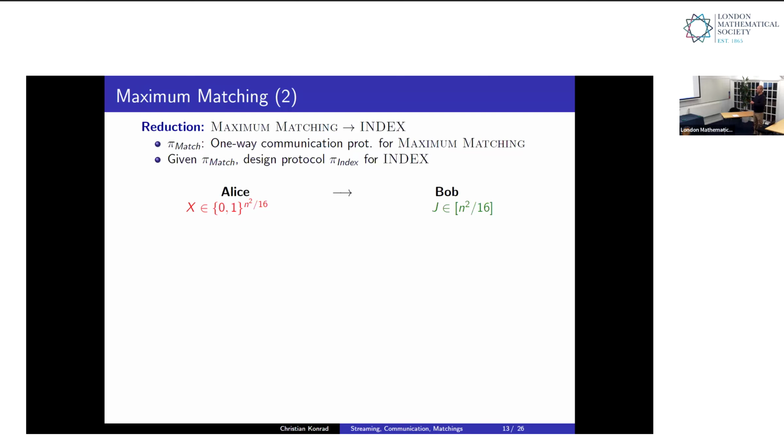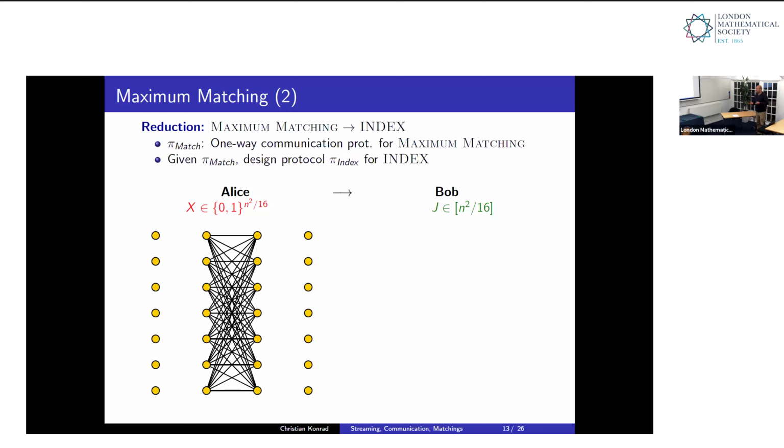So let's look at an index instance. Remember, in index, Alice holds a bit string. Here, the length is parameterized as n²/16. This will make sense in a minute, why we go for such a length. Bob holds this index j, and we need to identify the bit at position j in x. And we can do that now using the protocol for matching. And this works as follows.